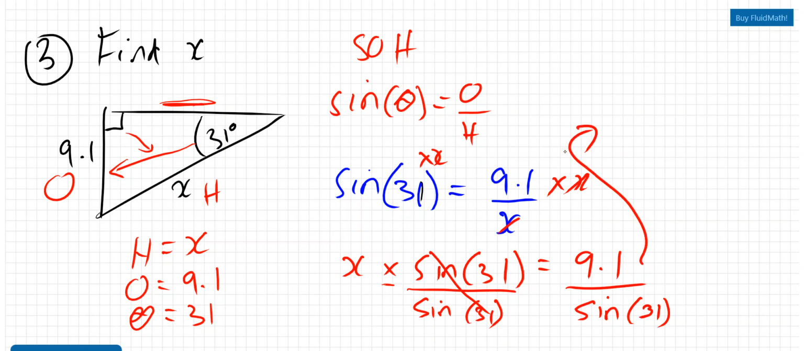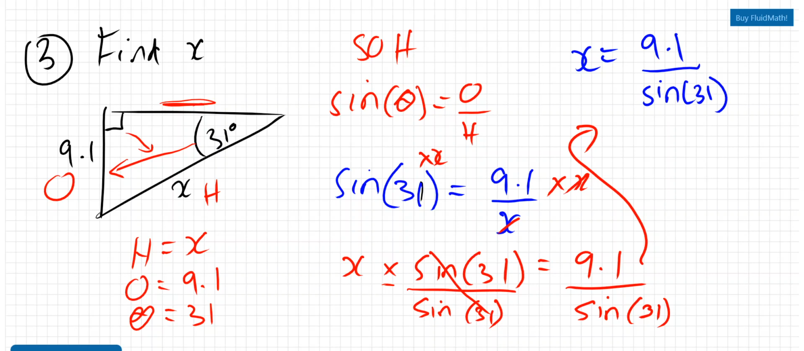I'll just continue up here. So I end up with X is finally by itself, and I have 9.1 divided by sine 31. And don't forget, sine 31 is just a number. And you put that into your calculator and you get your answer.